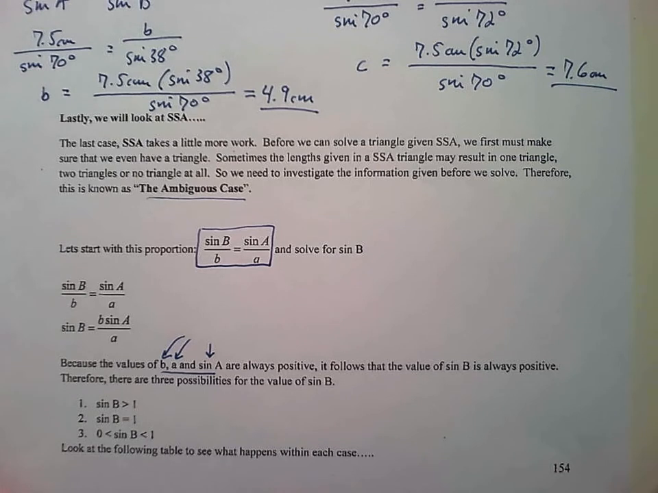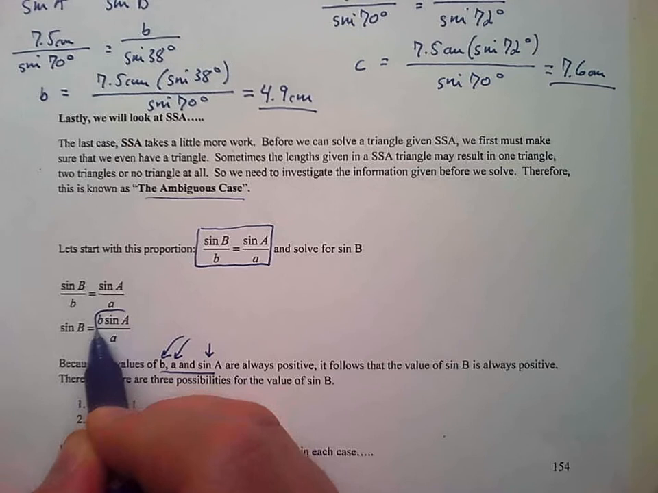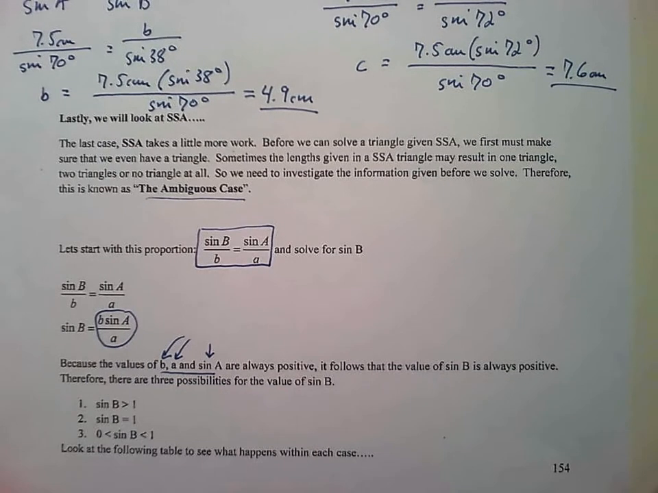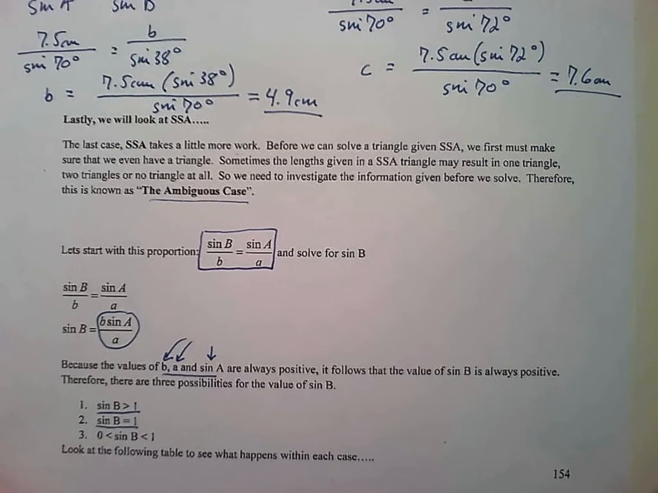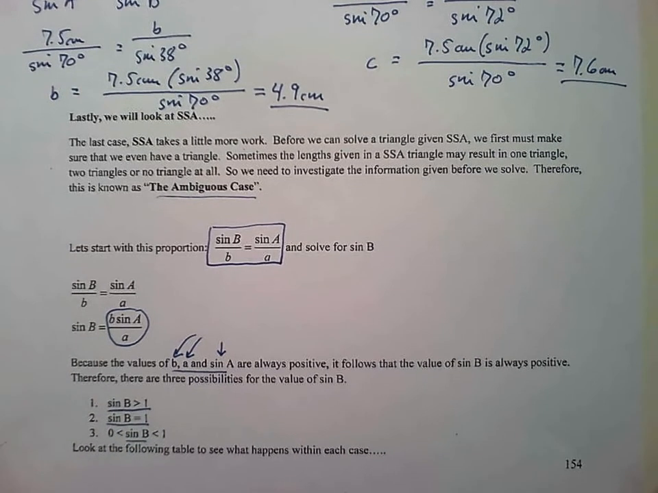It follows that the value of sine of B is also positive. If all of these things are positive, then we must also have that the left-hand side of the equation is positive. Therefore, there are three possibilities for the value of the sine of angle B. And that's either that it's greater than 1, that it's equal to 1, or that it's somewhere between 0 and 1.